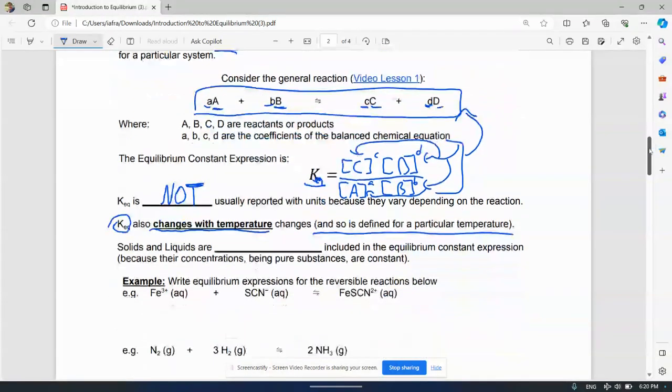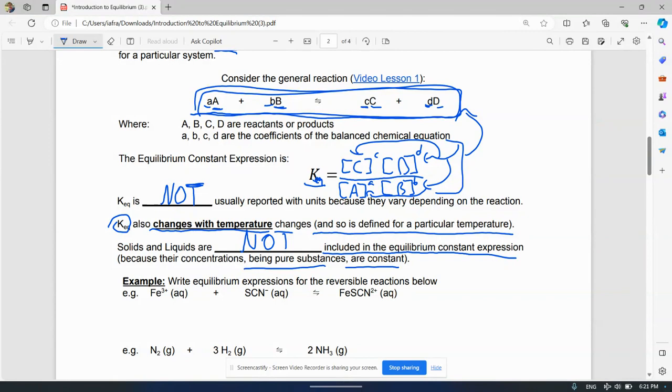And lastly, this is going to be an interesting one. When we are trying to write these equilibrium expressions, solids and liquids are not going to be included in the expression. And the reason for that is because solids and liquids are usually pure substances. And so their concentrations don't really exist. They don't really change. They're constant.